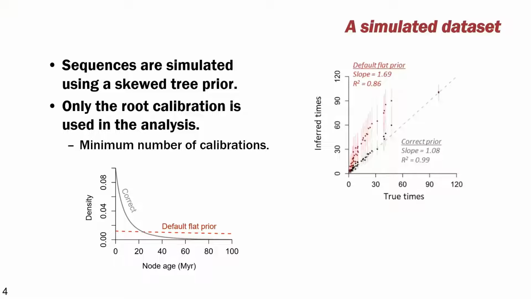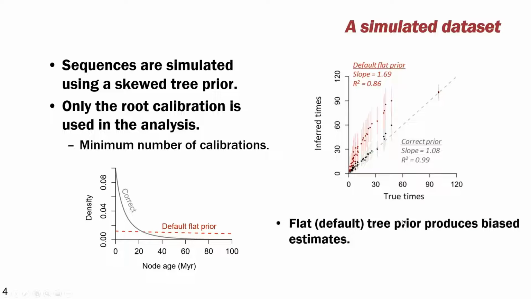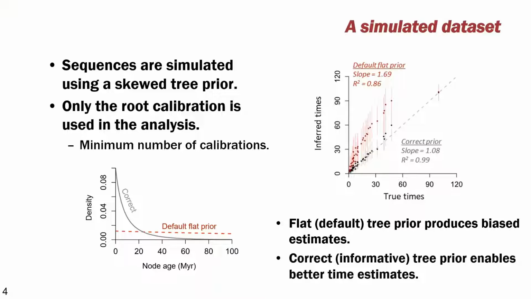From a scatter plot, you can see that the flat tree prior produced a very biased result, and all the times it estimated are really off. But if you have some information about the tree prior, by using a correct informative tree prior, you can have much better time estimates.